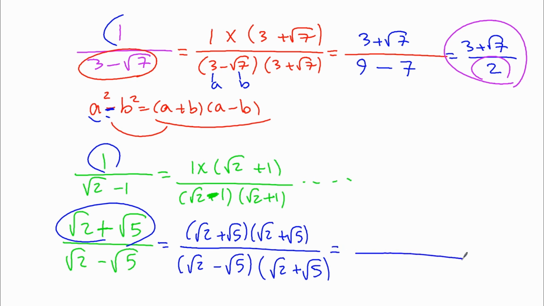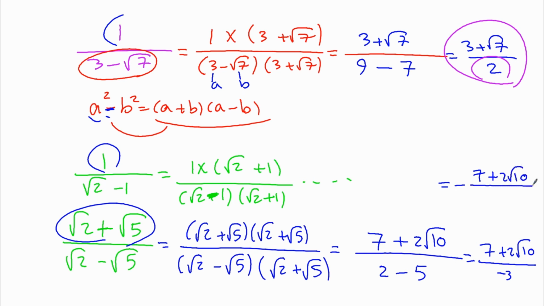Now again, this would be a difference of 2 squares. Square root of 2 squared would be 2, minus square root of 5 squared would be 5. At the top, we just need to times them together. If you times them together and simplify, you try it at home and you will see this would be the simplified version. So that would be 7 plus 2 square root of 10. So the final answer would be 7 plus 2 square root of 10 divided by minus 3. We can take the minus out, it's the same thing, so it would be minus 7 plus 2 square root of 10 divided by 3.